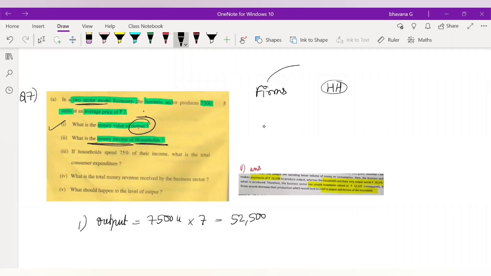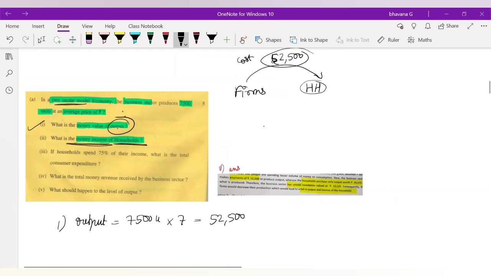So here the firms have produced a total of 52,500 rupees. Okay, so here they have produced a total of 52,500 rupees worth of goods. That means that much money they would have given as factor payment to the households, right? Because whatever the firm is going to spend on making the good, whatever is their cost, they are going to give it to the households only. Okay, I'll say this in a clearer way.